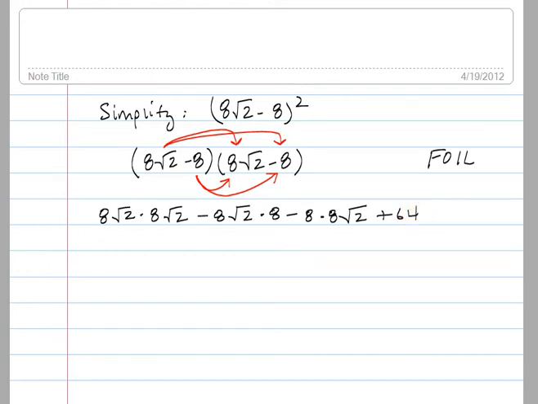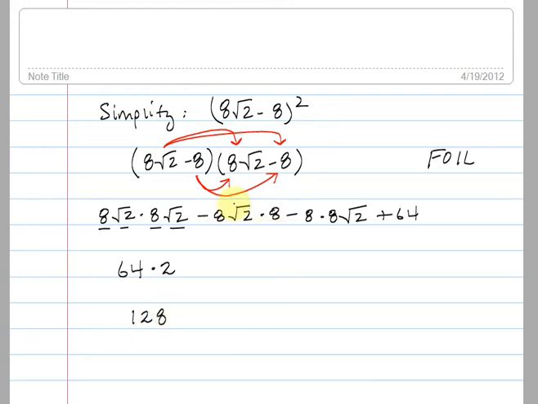Okay, now let's simplify these terms that involve radicals. So this first set of things here, 8 square root of 2 times 8 square root of 2, we have 8 times 8, which is 64, and the square root of 2 times the square root of 2 is just 2. So 64 times 2 yields a result of 128.